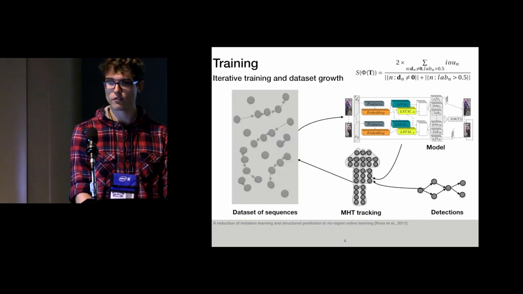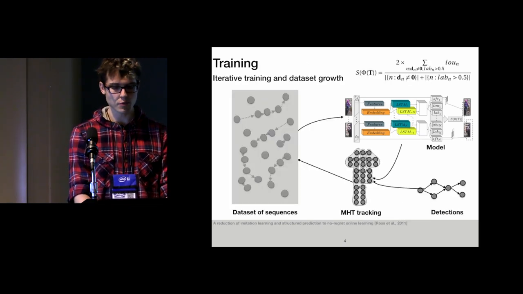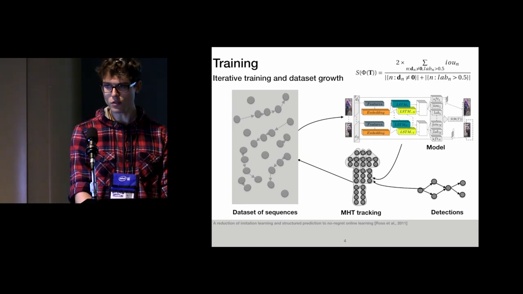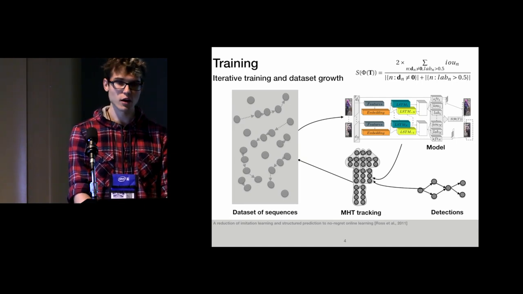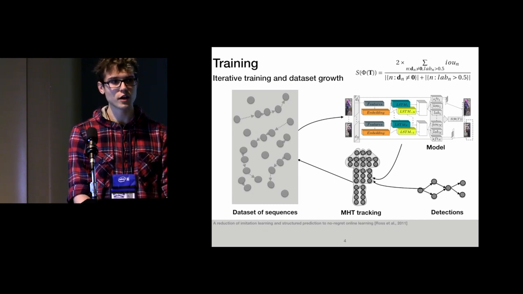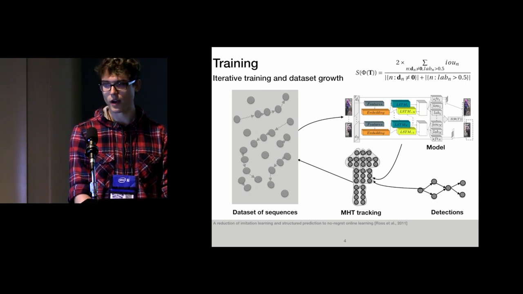Now that we have learned this metric, how can we actually learn it? Well, we do something similar to a technique called DAgger, or data aggregation, where starting with the untrained model, we run multiple hypothesis tracking, and then we get some sequences which we add to our training data, and we do a step of training on this data. This iterative procedure allows us to expose the model to its own mistakes and therefore reduce the exposure bias. And the good thing about multiple hypothesis tracking in this case is that all we need is just the comparison between two sequences, which one is better, which is exactly what our model provides.